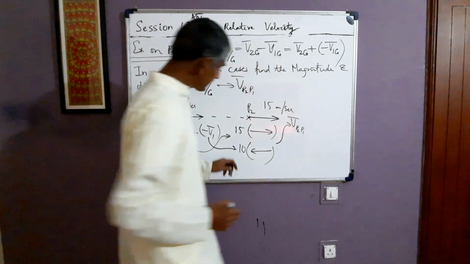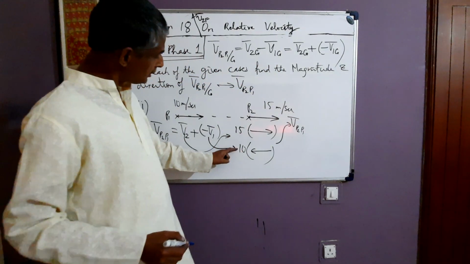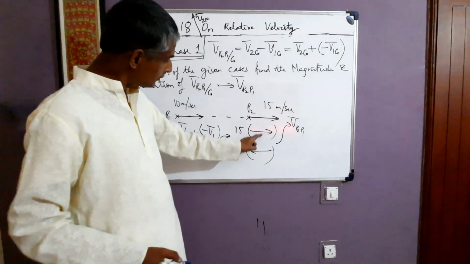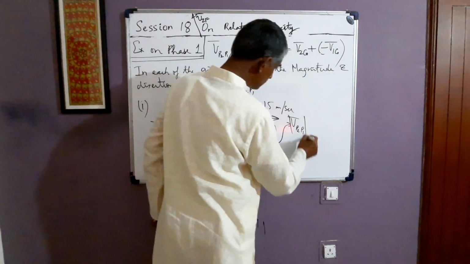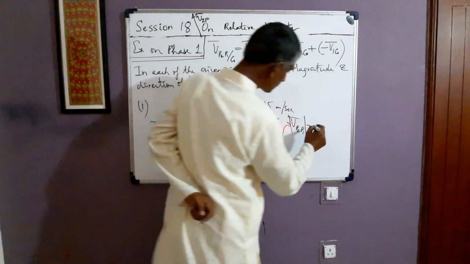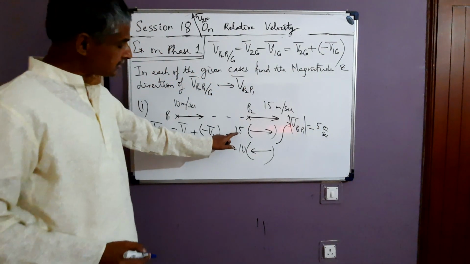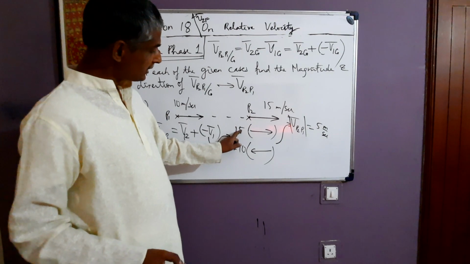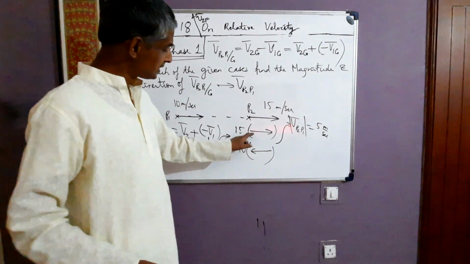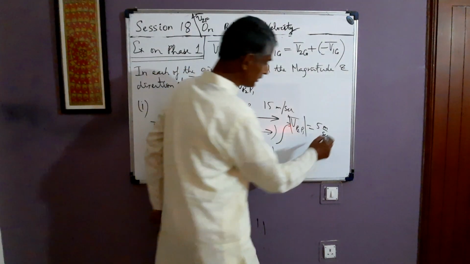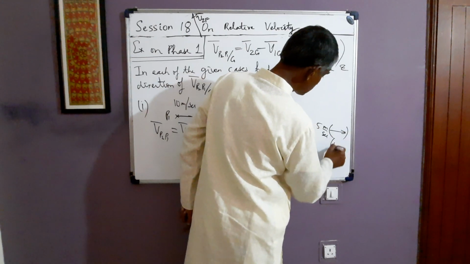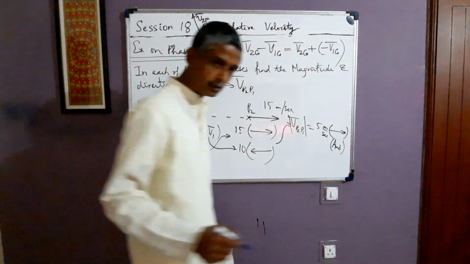Vp2P1, the magnitude of this will be the same as the magnitude of the vector sum of these two vectors, and they are in opposite direction. So the magnitude will be equal to 15 minus 10, 5 meter per second, and the greater one is this one. This is the vector of greater magnitude, 15 is more than 10. This is rightward direction, so this also will have a rightward direction. So one answer has been fully obtained. I hope you understand it now.